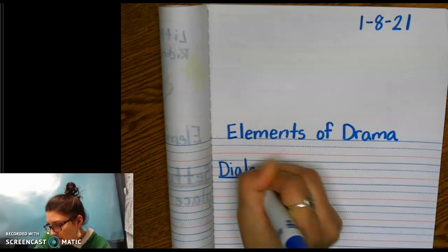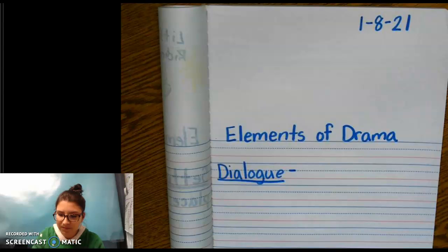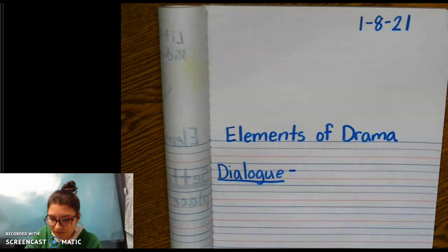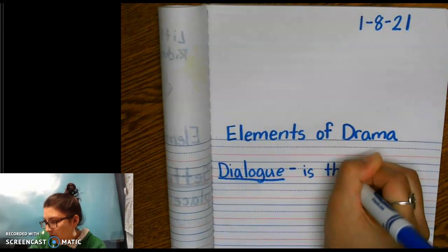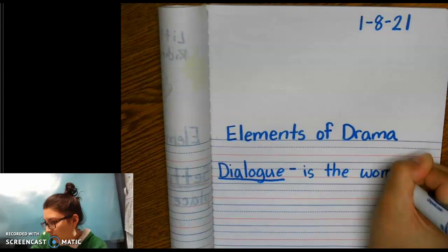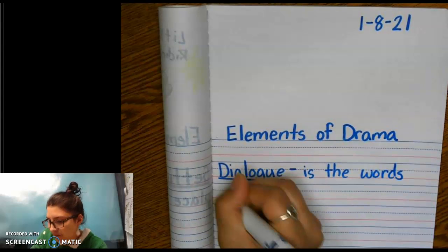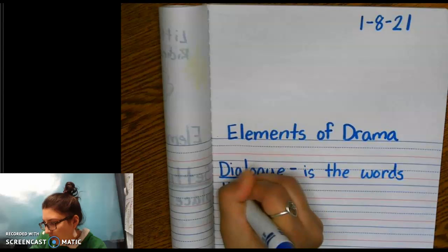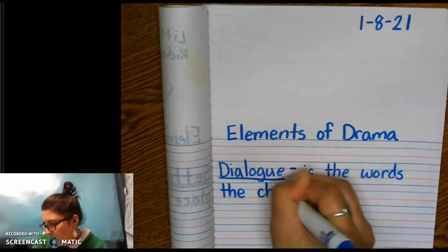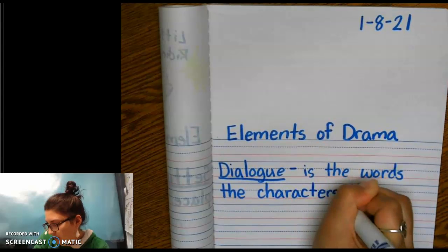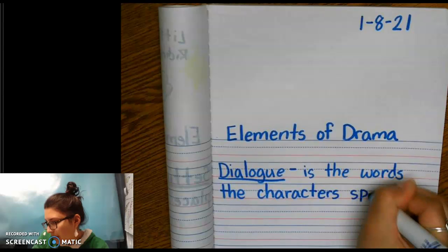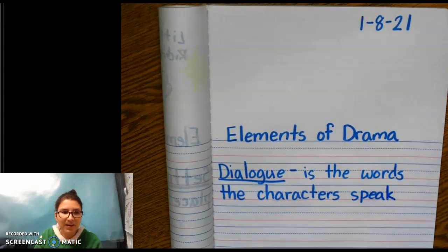Underline it. I'll give you some time to write this word. Okay, dialogue. Dialogue is the words the characters speak. Okay, give me some time to write that.